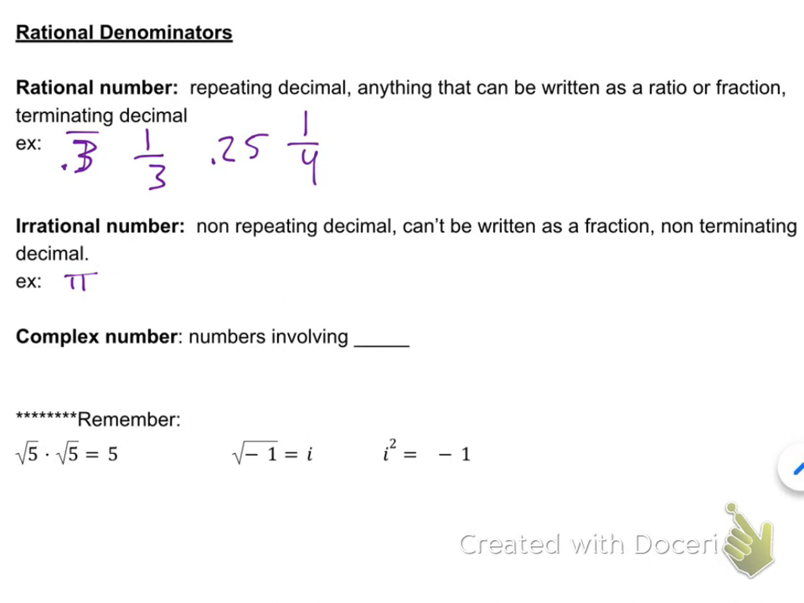Square root of 2, square root of 3, square root of 5, square root of 6. Those are all irrational numbers. And then we also have non-real numbers called complex numbers because they involve what letter? I. They have I's in them.